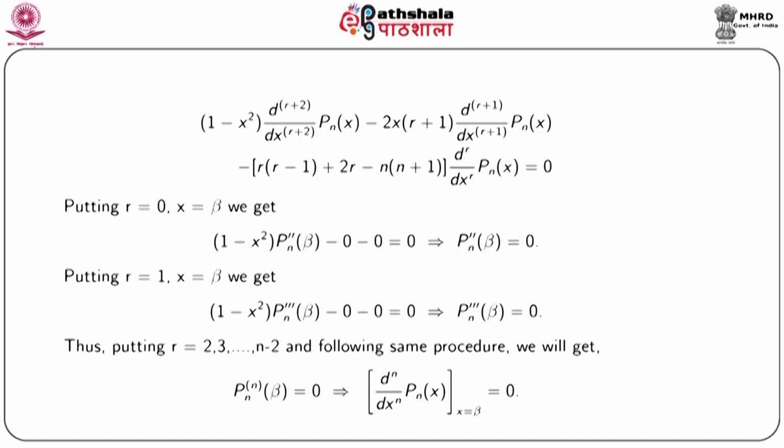Putting r equal to 0 and x equal to beta, we get this particular expression. The reason is that if you put r equal to 0 here, you get P'n(beta), and here P''n(beta) is equal to 0. If you put r equal to 1 and x equal to beta here, and use the previous expressions, we will get P'''n(beta) equal to 0. Similarly, if you put r equal to 2, 3, likewise up to n − 2, and follow the same procedure, you will arrive at the conclusion that the nth derivative of Pn is equal to 0 at the point x equal to beta.